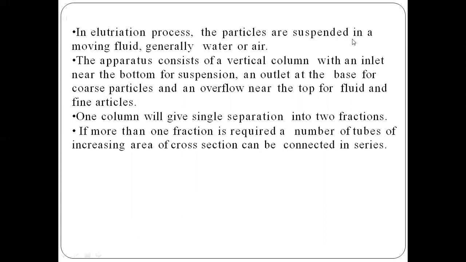In the elutriation process, the particles are suspended in moving fluid, generally water or air. The apparatus consists of a vertical column with an inlet near the bottom for the suspension, an outlet at the base for the coarse particles, and an overflow near the top for the fluid and the fine particles. One column will give a single separation into two fractions. If more than one fraction is required, a number of tubes of increasing cross-sectional area can be connected in series, as we can see in this diagram.